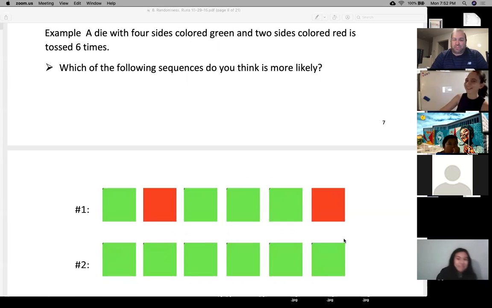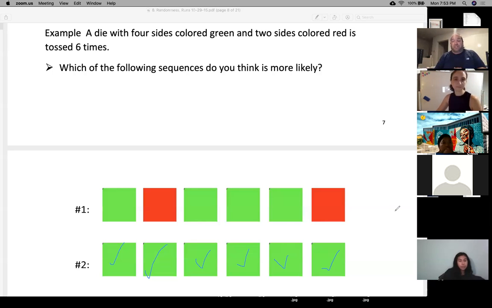Okay. So the reason why the second one is more likely is because of the following. On the first flip, what's more likely, green or red? Green. On the second flip, what's more likely, green or red? Green. Third flip, more likely, green or red? Green, green, green, green. A green on every flip is more likely than this. Now, if I said what's more likely, 6 greens or 4 greens, then the answer is 4 greens are more likely. But I didn't say that. I said is that sequence or that sequence more likely?